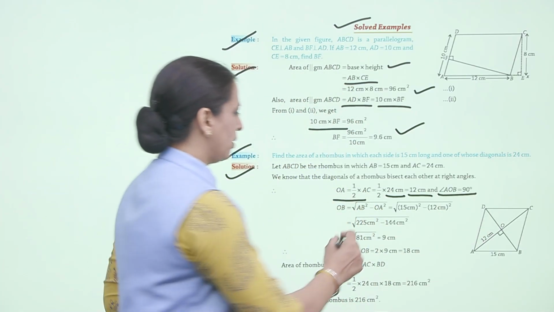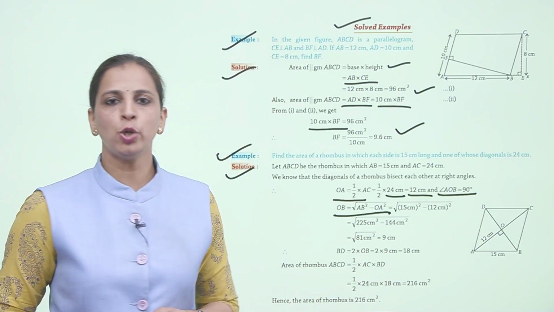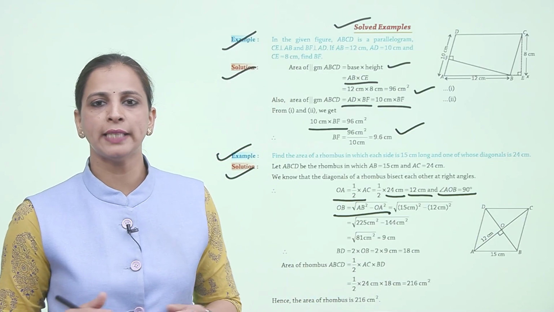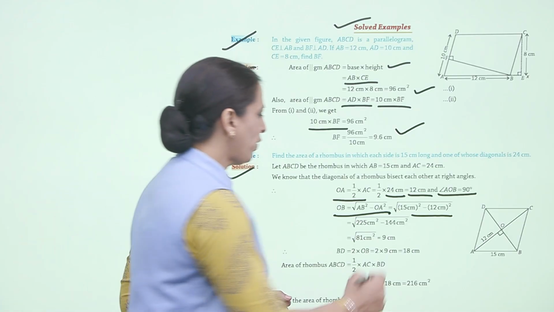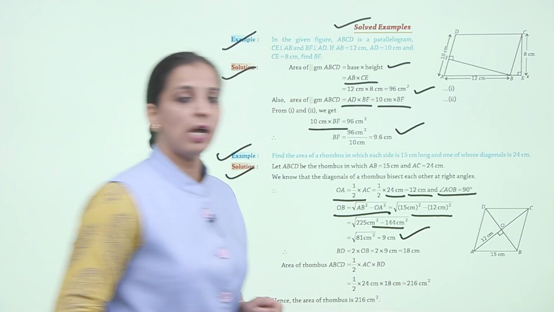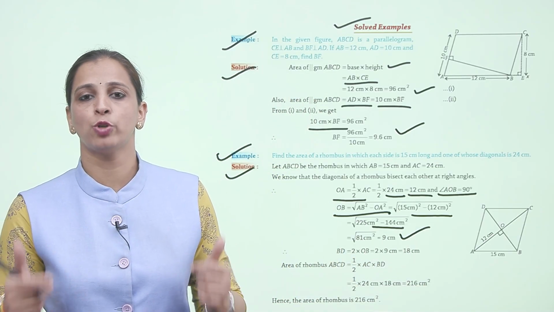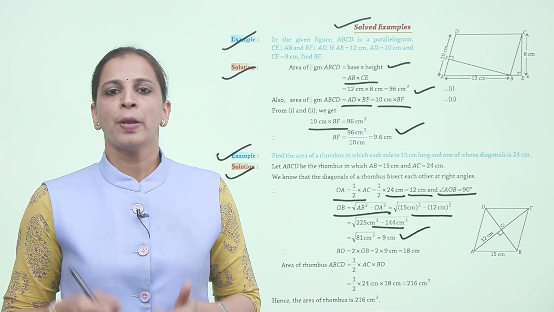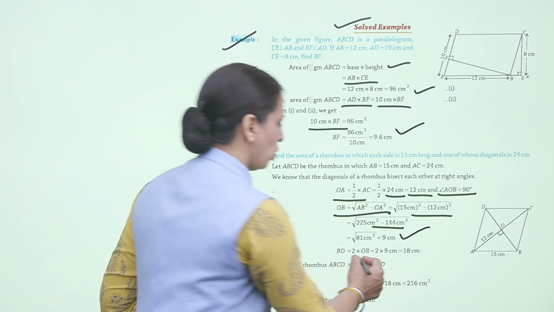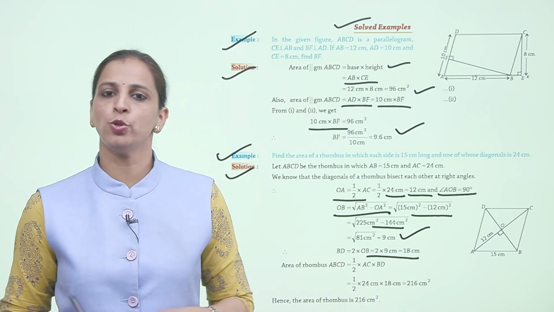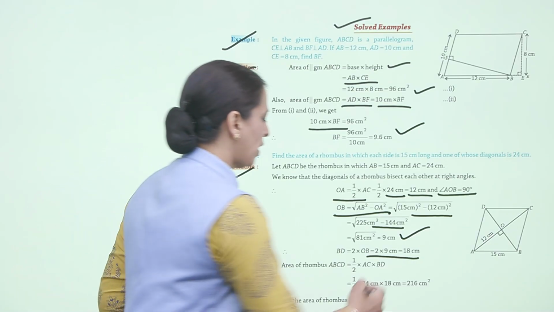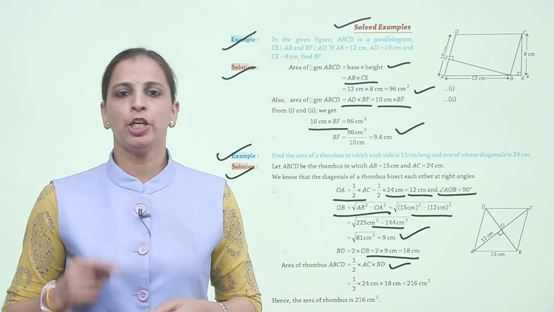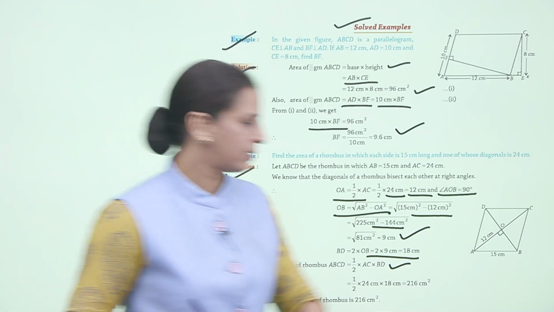So OB is equals to under root AB square minus OA square, that is 15 centimeter square minus 12 centimeter square, that is 225 minus 144 is equals to under root 81, that is 9. So BD is equals to 2 into OB, that is 2 into 9 is equals to 18 centimeter. So area of rhombus ABCD is 1 upon 2 into AC into BD, product of diagonals.